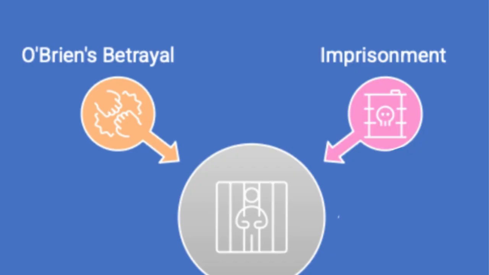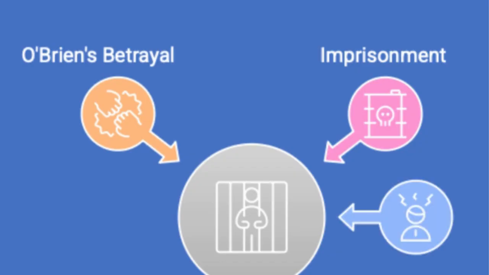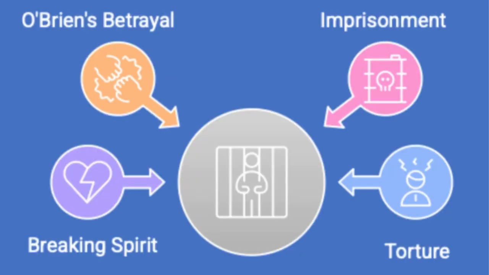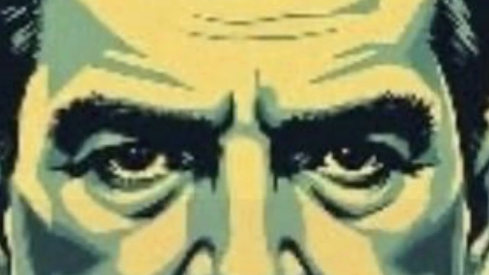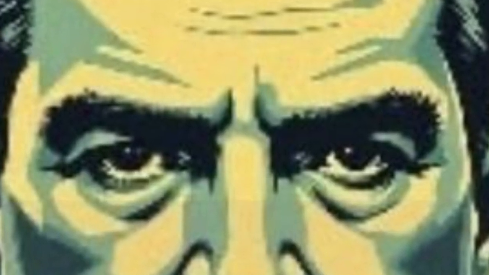His interactions with Winston during his imprisonment and torture are terrifying, demonstrating the party's ability to break the human spirit and enforce absolute obedience. Big Brother is the enigmatic and omnipresent leader of the party.